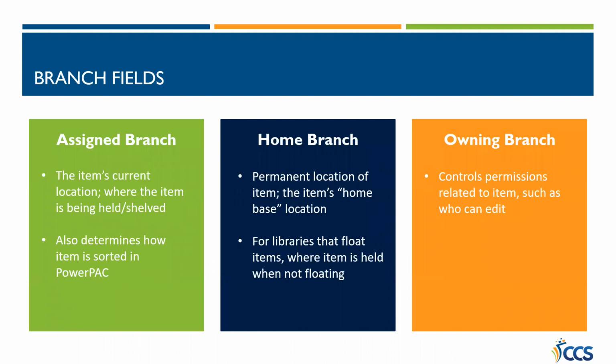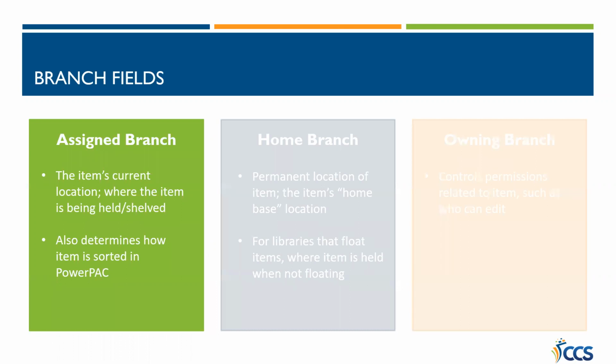So what exactly do these three different branches do? To sum these three locations up, the assign branch is likely the one you're most familiar with. It's a common filter when searching or when looking at a report. The assign branch, first of all, tells us which branch currently shelves the item. Like I said, for most libraries, an item is going to live in just one location.